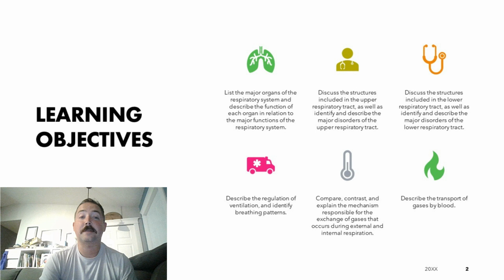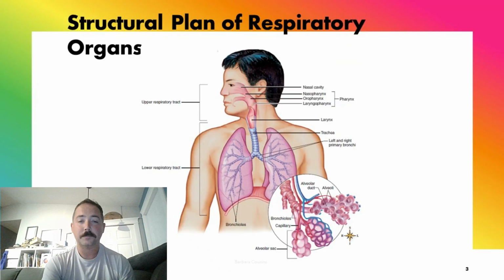Let's start with some objectives for this week's lesson. By the end of this week, you should be able to list and describe all of the organs in the respiratory system and differentiate them between the upper and lower respiratory tract. You should be able to describe the ways that we control our breathing and the role that the respiratory system plays in gas exchange.